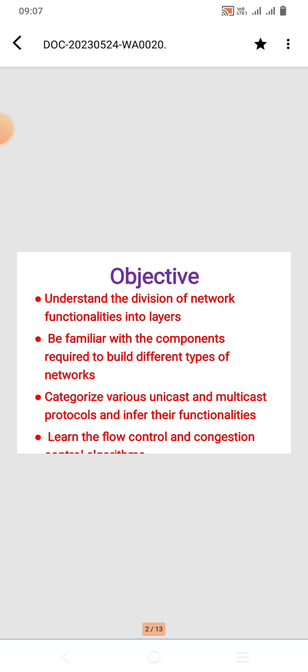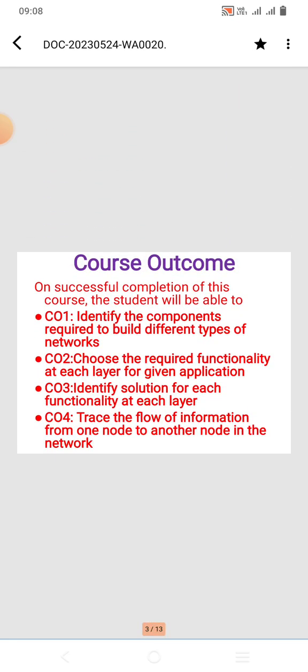The first objective is to understand the division of the network function into layers and be familiar with the components required to build different types of network. The third is to categorize various unicast and multicast protocols and their functionality. The fourth is to learn flow control and congestion algorithms. And the last is to illustrate the various services offered by the application layer.